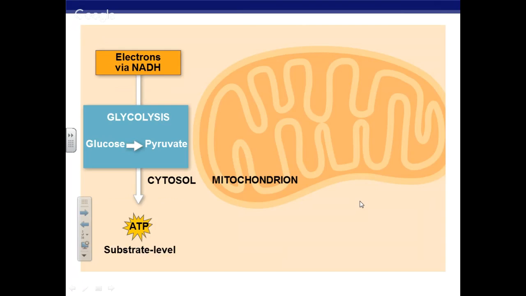Anyways, we made a little bit of ATP through a process called substrate level phosphorylation. You need to know about that. It was 2 ATPs synthesized per 1 glucose. You also made 2 NADH molecules per 1 glucose.